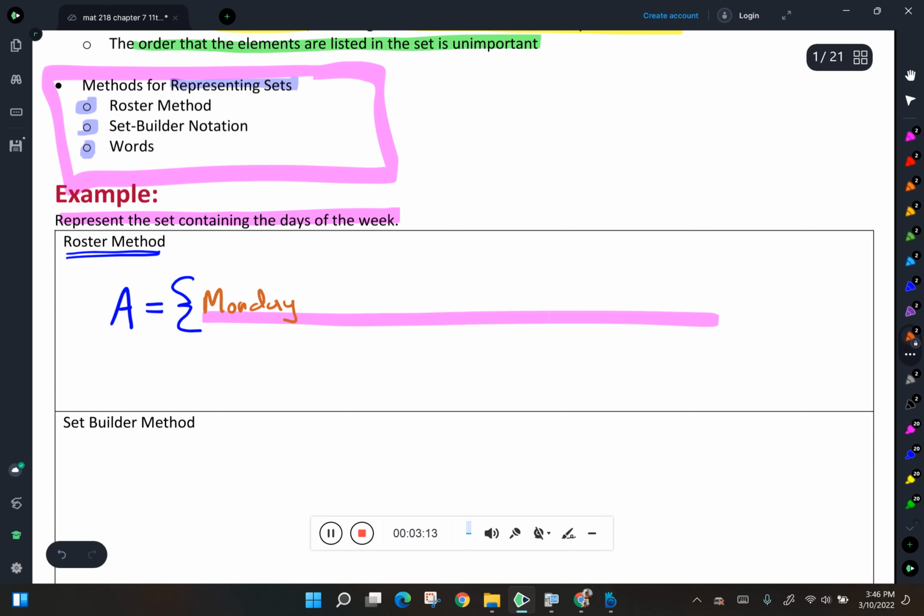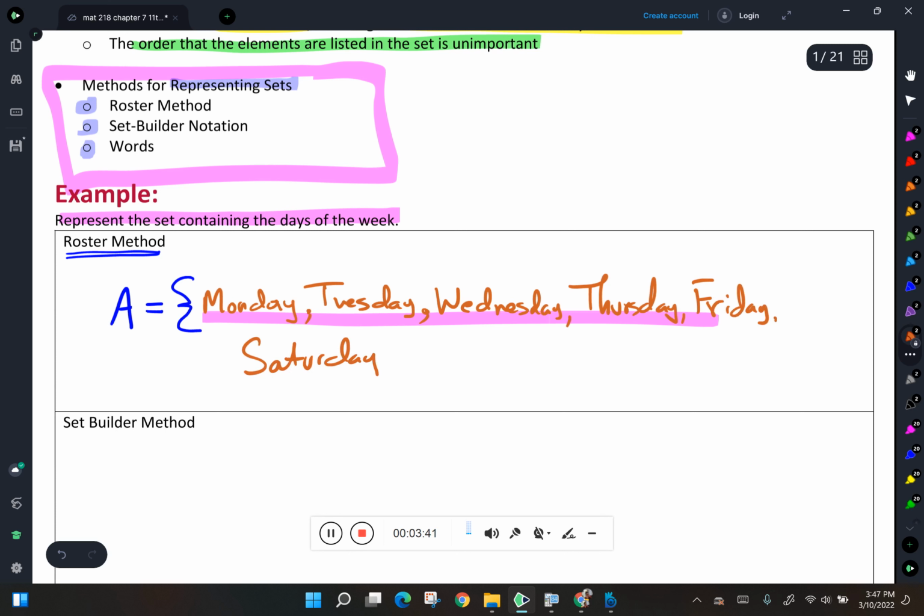Monday. And then I'm going to use a comma. And then Tuesday. And then a comma, and those commas separate the elements of the set. Wednesday, comma, Thursday, Friday, I'm going to run out of space here, aren't I? Saturday, and Sunday. And then I close off the set on the other end by using these braces.